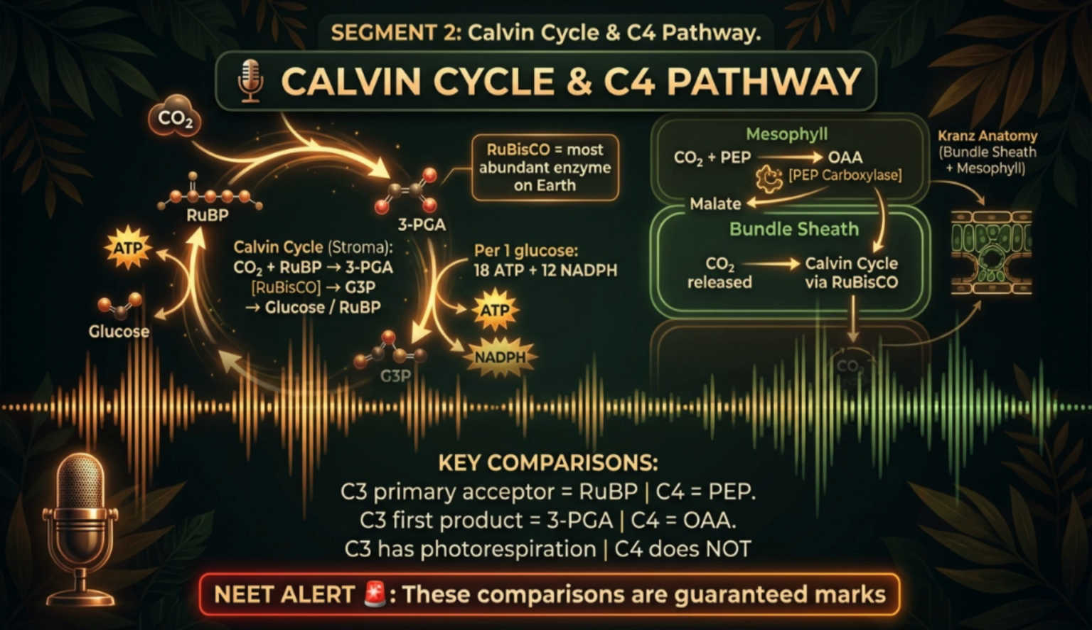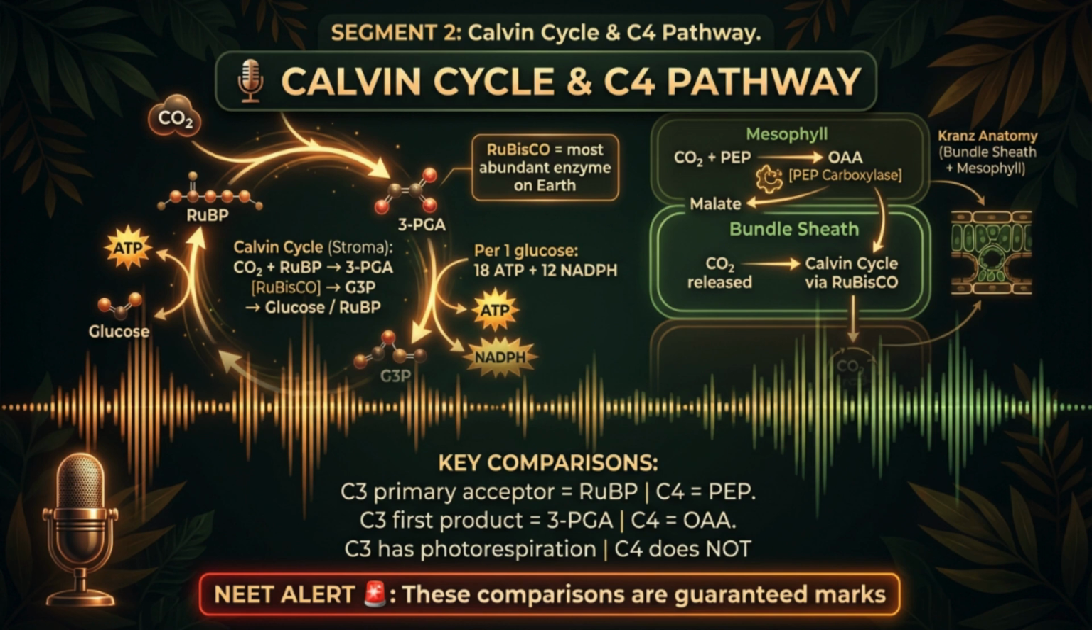Biochemically, the first enzyme is PEP carboxylase, not Rubisco. PEP carboxylase fixes CO2 onto PEP in the mesophyll to form OAA, a 4-carbon compound. OAA is then converted to malate and transported to the bundle sheath cells, where CO2 is released and enters the Calvin cycle via Rubisco in a concentrated high CO2 environment. The result: Rubisco never encounters high O2 concentrations.